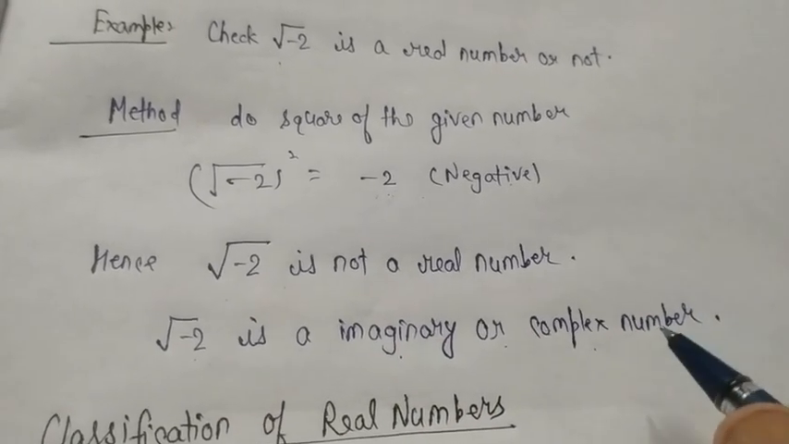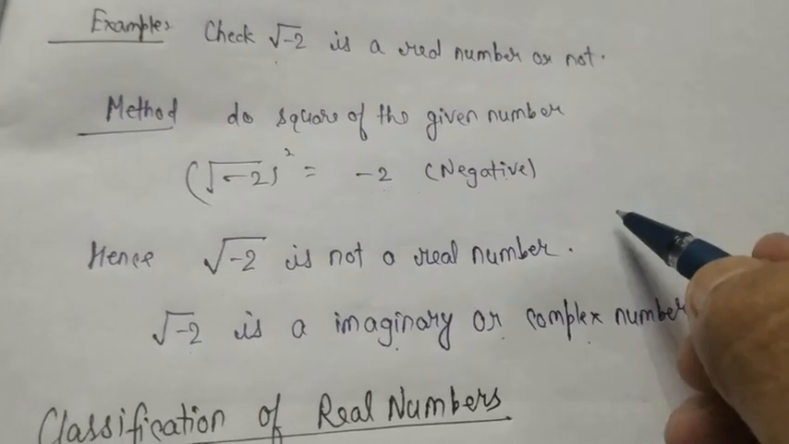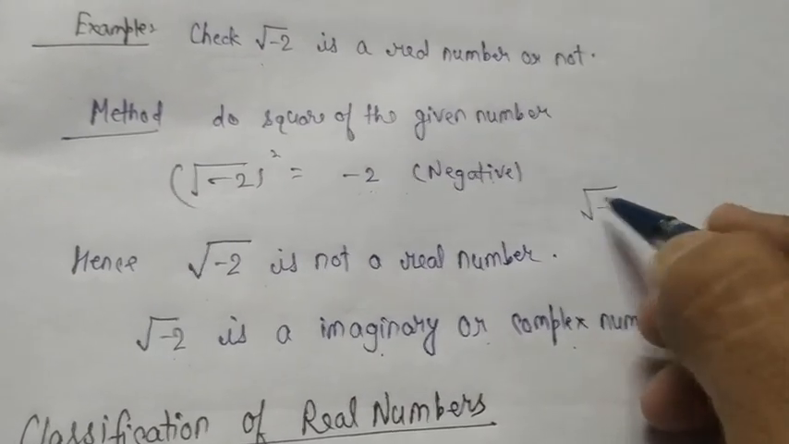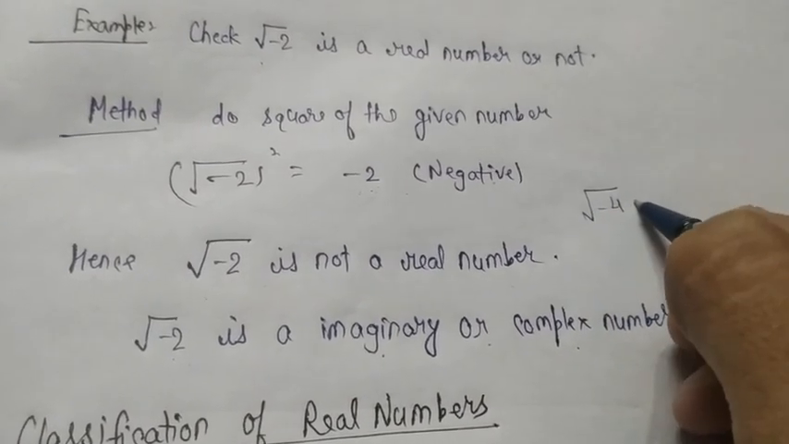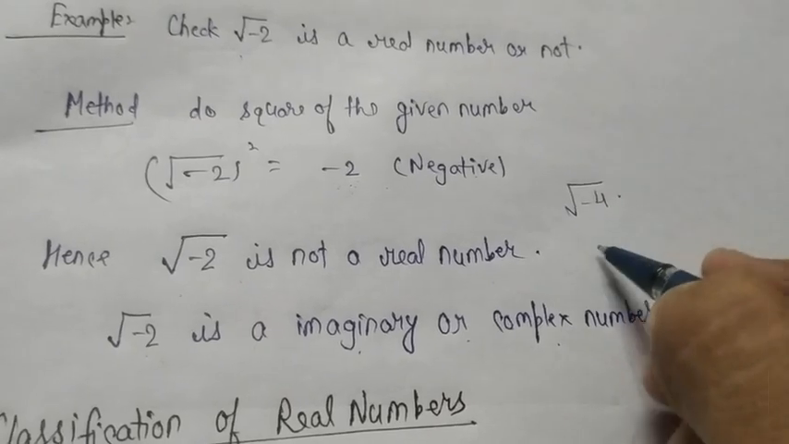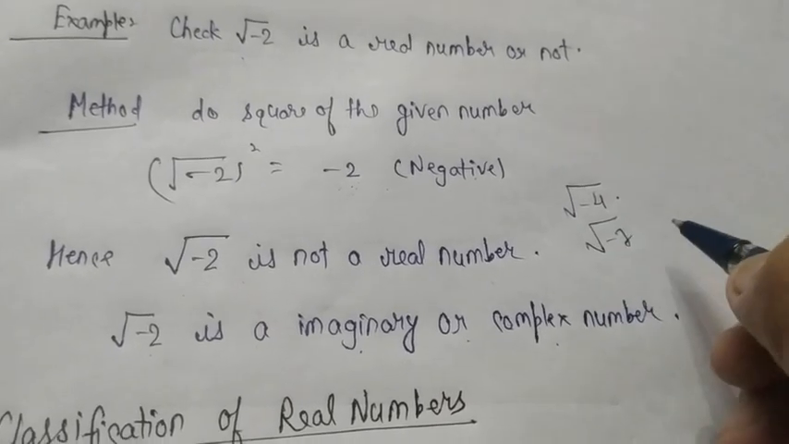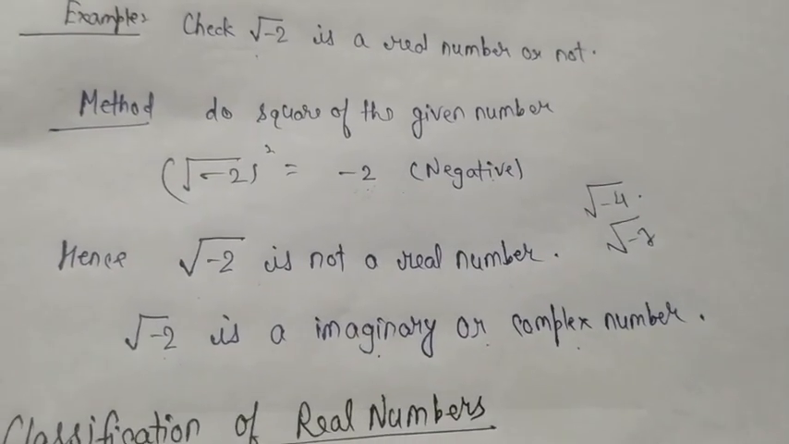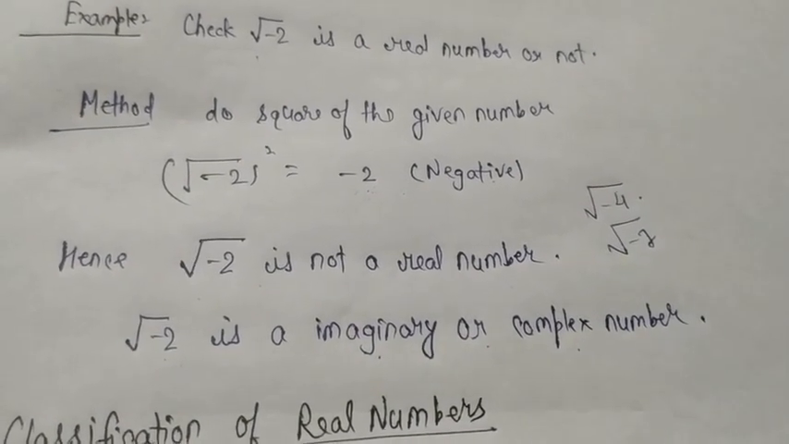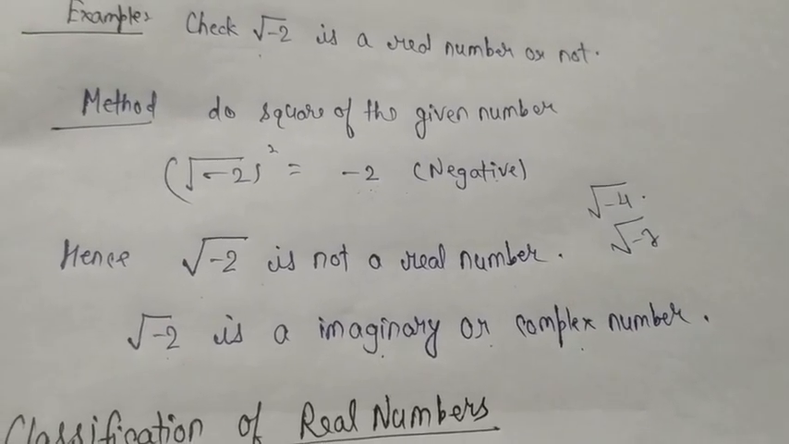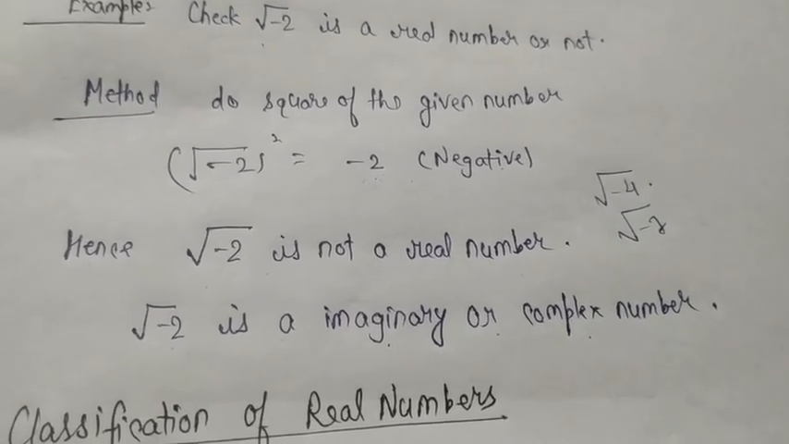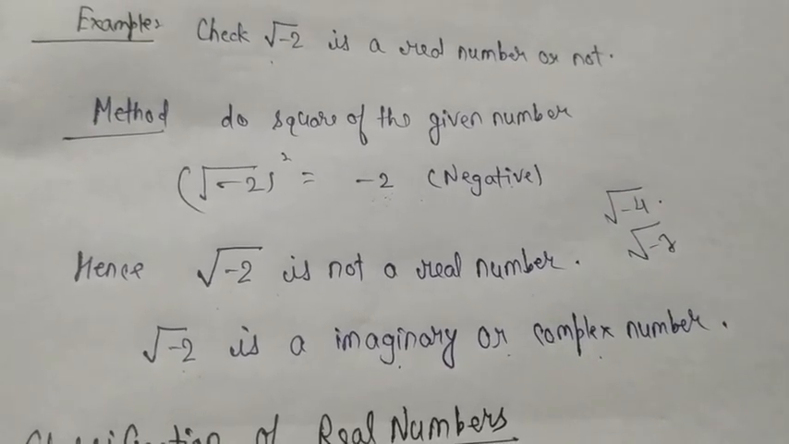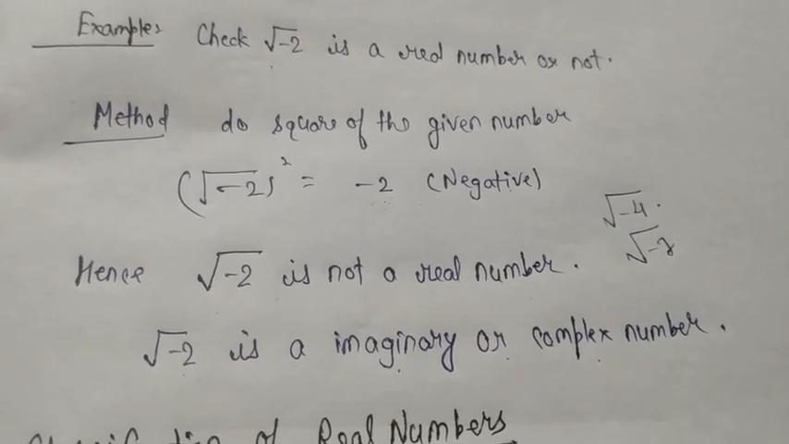Whenever you see any number, suppose minus 4 is written inside the under root, so it is also an imaginary number. Under root minus 7 is also an imaginary number. Means whenever you see any negative number inside the under root sign or cube root sign, then that number will not be a real number. That number will always be an imaginary number. Okay, so I hope you understand how to check whether a given number is real or not.